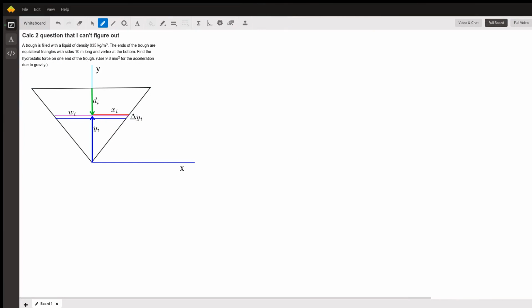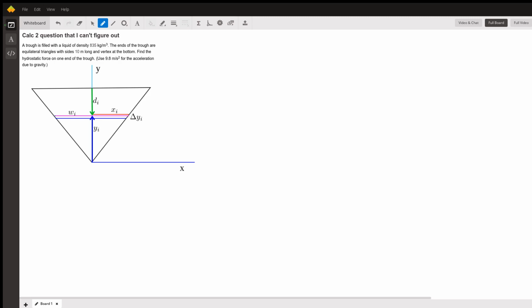It's quite the problem you got there. Let me see if I can help you figure it out. Okay, so basically we have a trough. It's being filled with liquid that has a certain density. Looks like it's 835. And essentially the sides of this trough are an equilateral triangle with lengths 10.